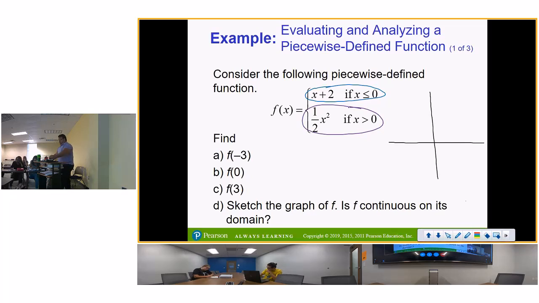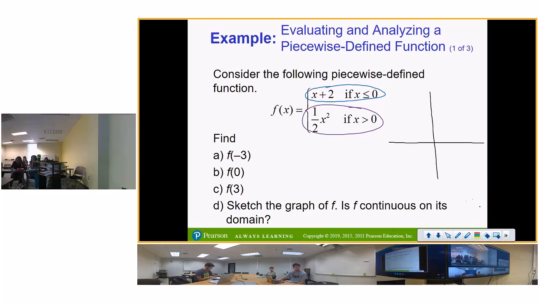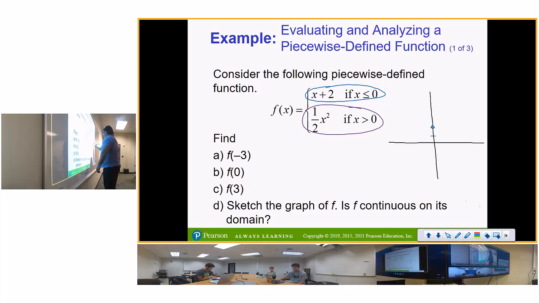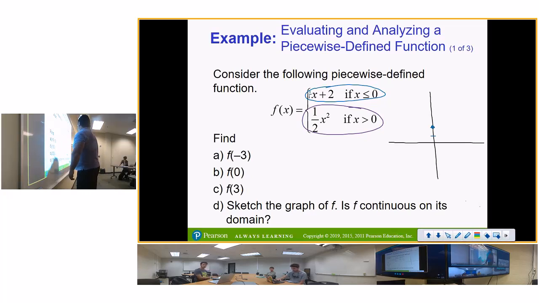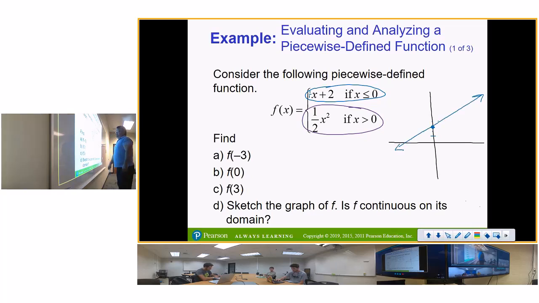So x plus 2, what's the y-intercept? 2, Hubert. That's right, class. Thank you. So 1, 2. And then what kind of slope do we have? 1 over what? 1. So it's a 45-degree angle. 1, 1, 1, 1, 1. Everybody with me? That's your blue line.